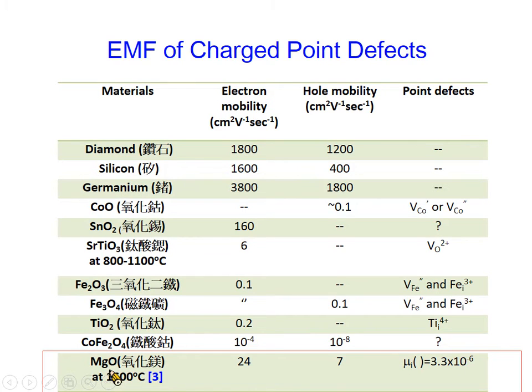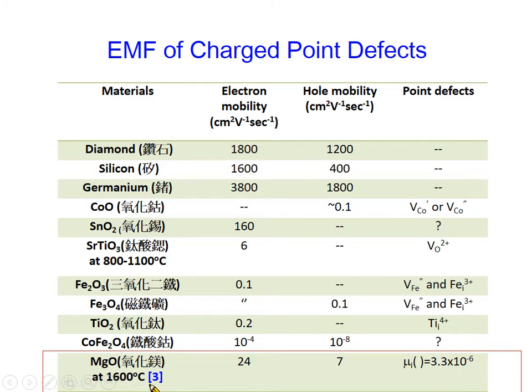How about the last one? The last one is magnesium oxide, which is very similar to nickel oxide. Nickel oxide will have what? It will have nickel vacancies, which we just discussed in the previous slide. But we can also have magnesium vacancies, which have a reasonable mobility, for example 3.3 times 10 to the minus 6. So we can have a chemical driving force to introduce the current that happens at high temperature.